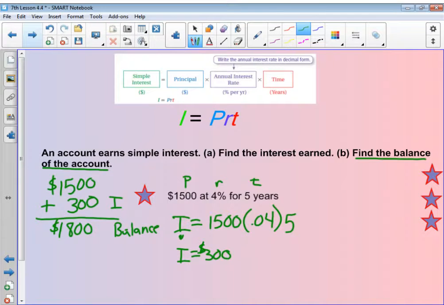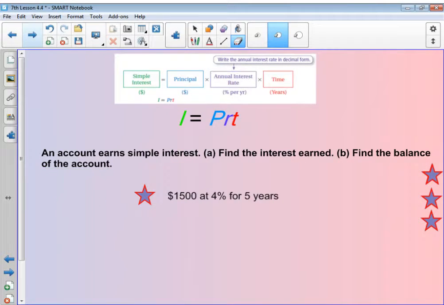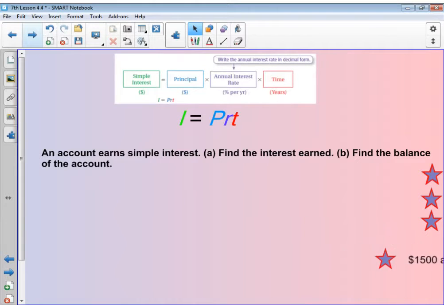$1,500 of it was what I put in there. $300 of it was what the bank or whatever establishment paid me to use it. The key thing on working with these is that you're understanding what each of the numbers is representing, and then plugging in and solving for that. In this case, we're solving for interest. Okay, so here's our next one.